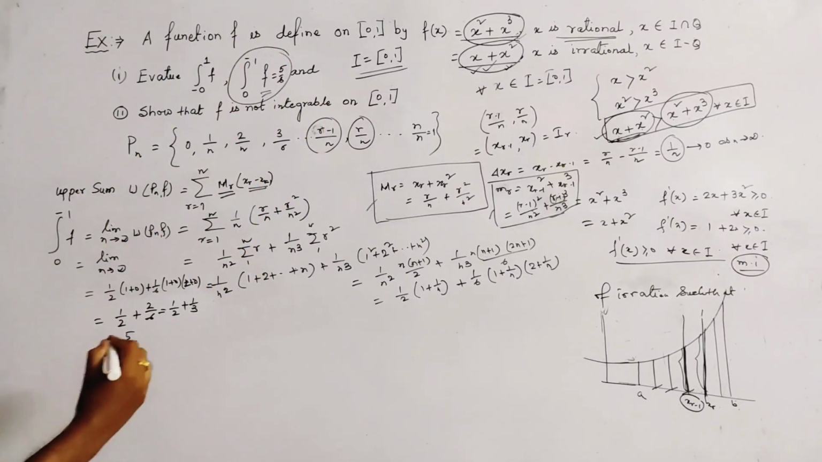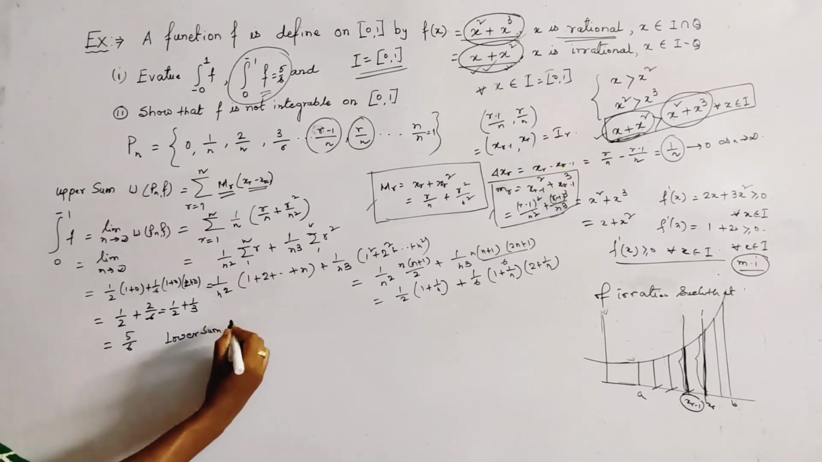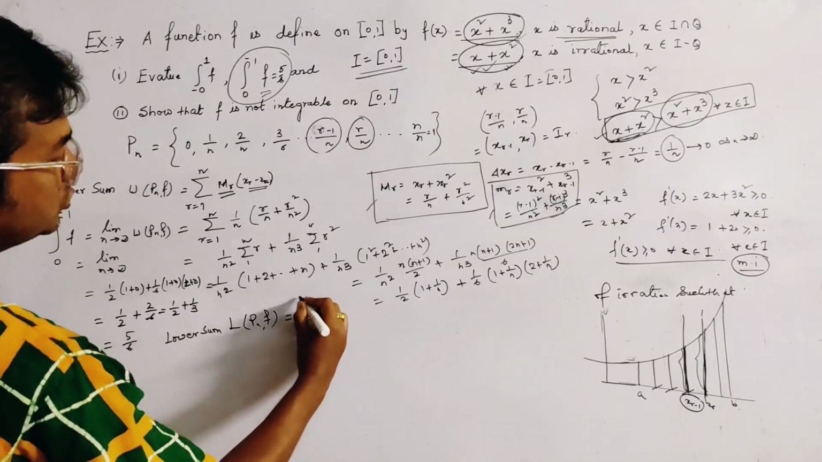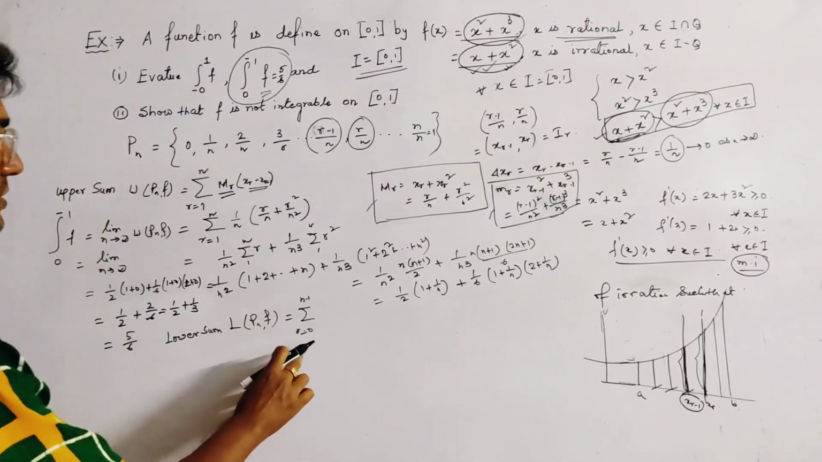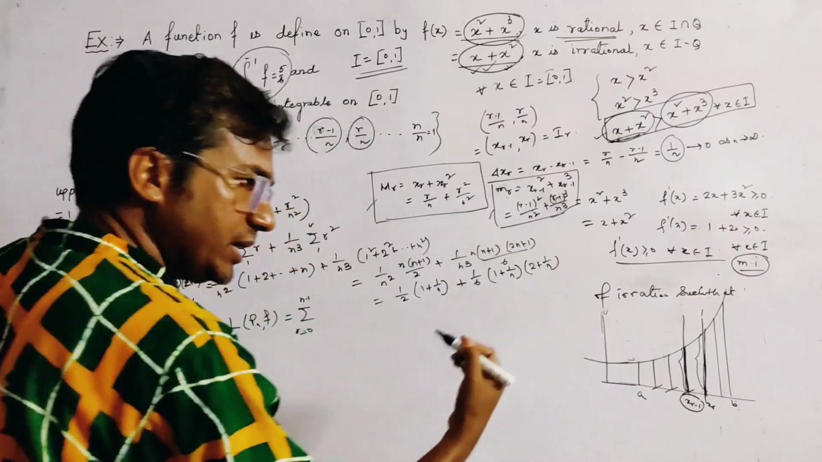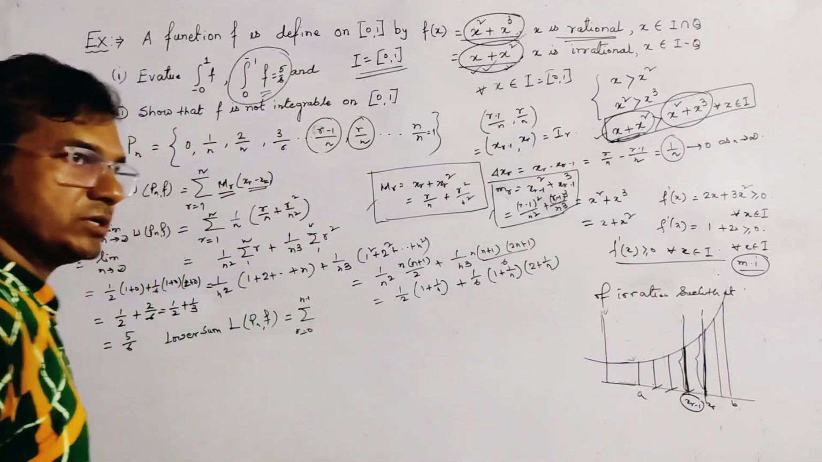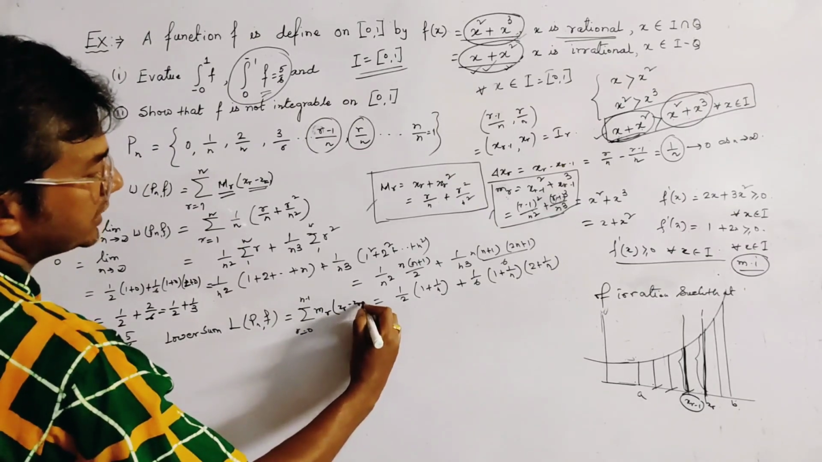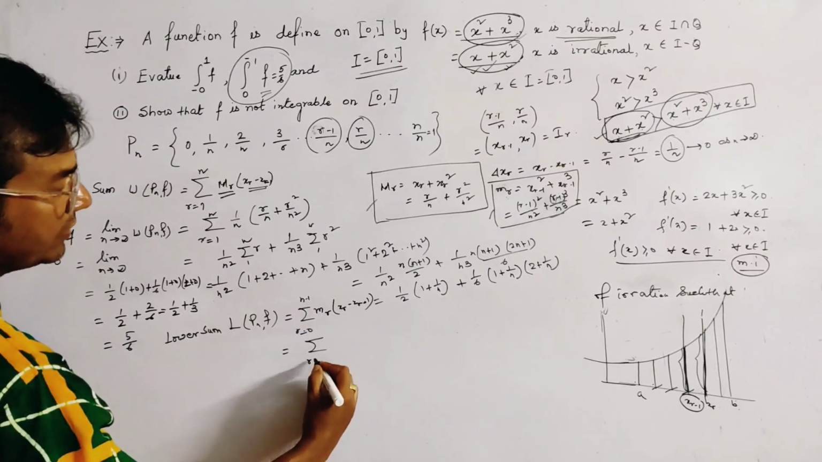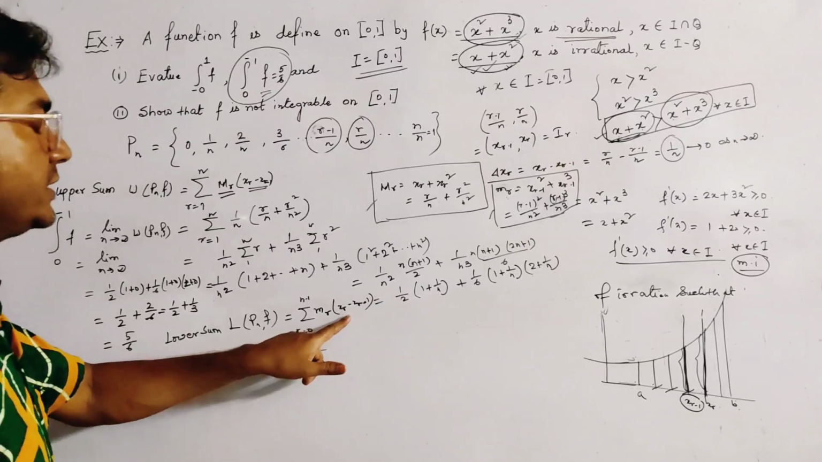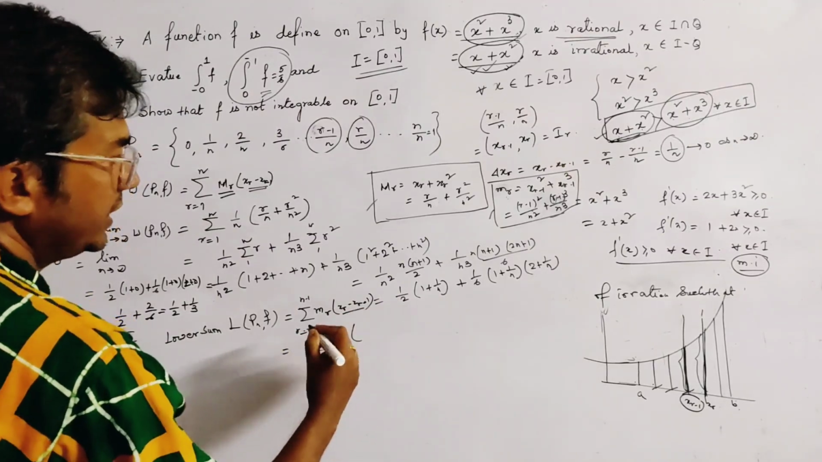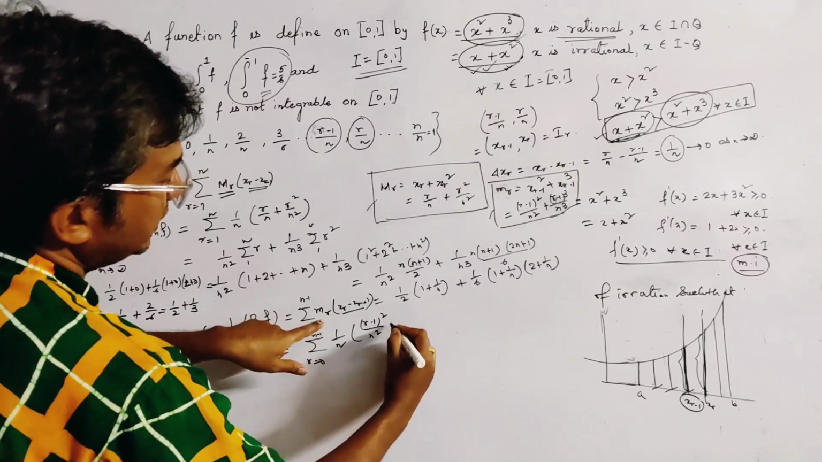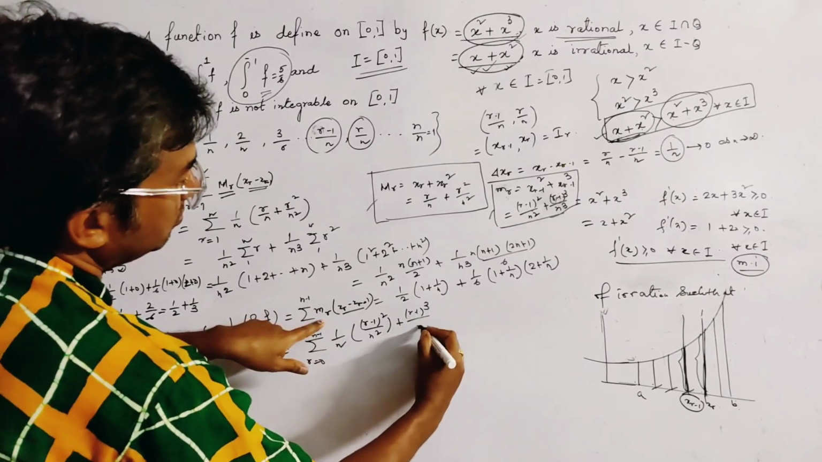Okay, now we find the lower sum. This is L_P_n f, and it is given by the summation from r equal to 0 to n minus 1, because the lower sum means infimum, and the infimum occurs at the left end point. So this is 0, 1, 2, up to n minus 1. We write m_r into the interval length, and we put in the values of m_r and the interval length. Obviously the interval length is 1 by n, and m_r is given by (r minus 1) whole square by n square plus (r minus 1) whole cube by n cube.